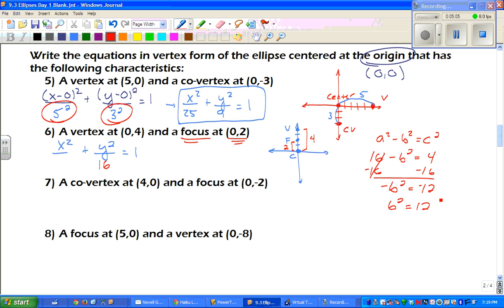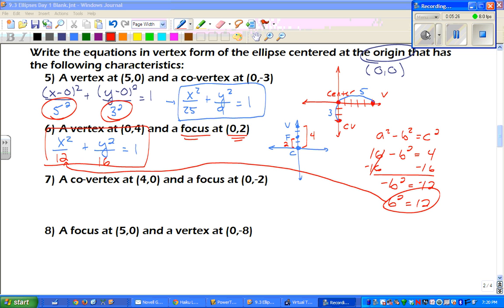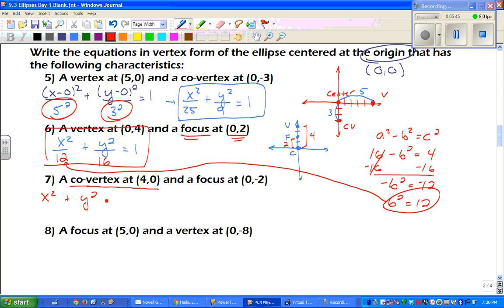I do not have to take the square root, because the number that goes underneath the x squared is the b squared value, not the b value. So just put the 12 in there, and this one's done. An important piece to remember: every time they give you the focus, you can use the formula for the focus. For number 7, same idea here, but this time instead of a vertex, they give you a co-vertex. Again, we're still centered at 0, 0, so that stays x squared plus y squared equals 1. And let's draw a picture of this.